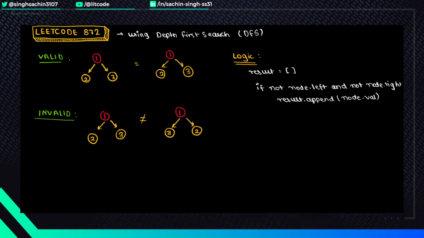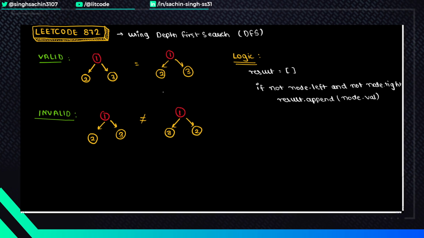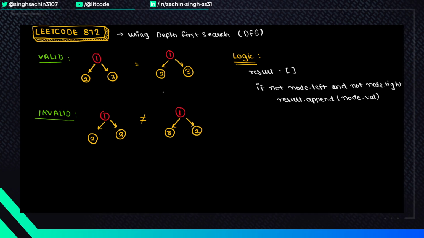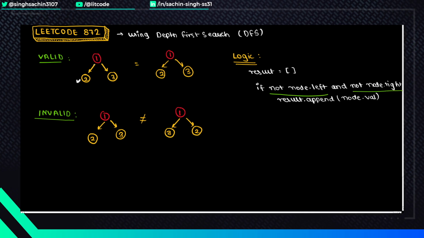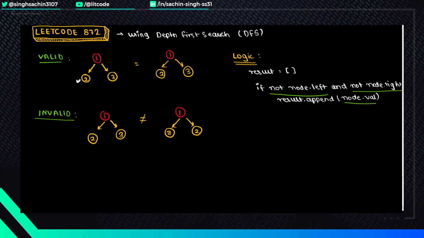It's going to be a simple application of the depth first search approach. We'll start with the root node, and if any node has either a left or right subtree, then we will keep on processing the child nodes until we reach a leaf. Once you reach a node where the condition is satisfied, that is, no left node and no right node, we will add the value of that node to the result array.